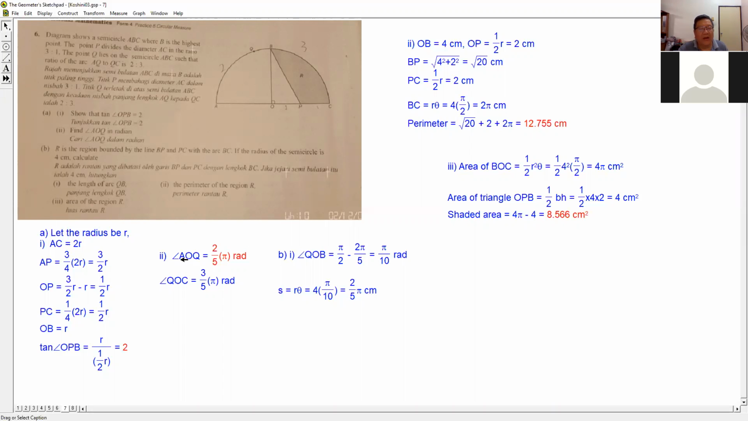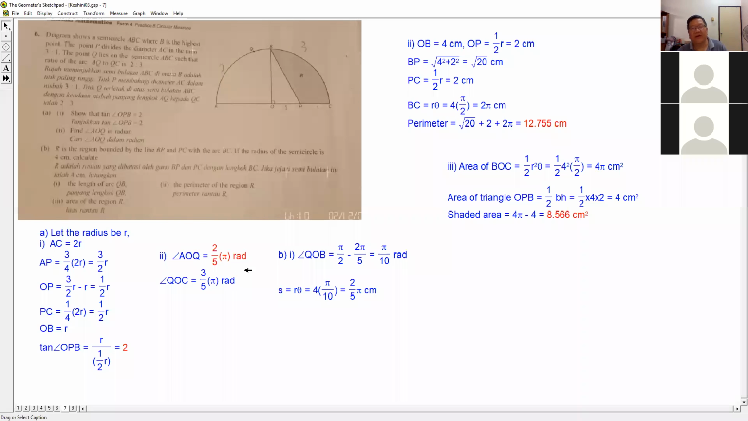So the angle AOQ is 2/5 of the whole angle here. The whole angle here is the straight line. So it's 180 degrees, so it is pi radian. The whole angle here is pi radian. And the angle here is 2 parts of 5 parts, 2/5 of pi. Of course, the other side will be 3/5. So again, we found the angle in terms of pi radian.